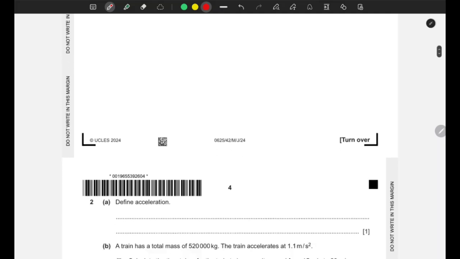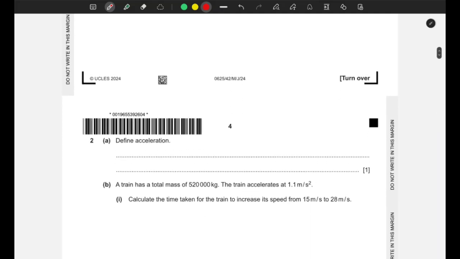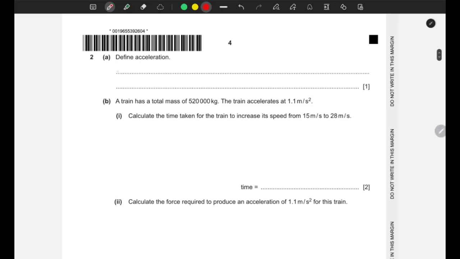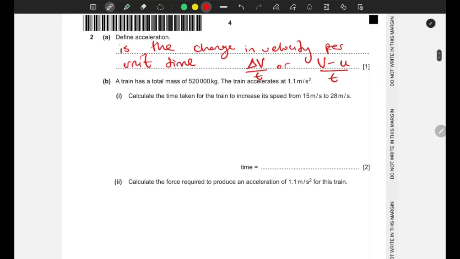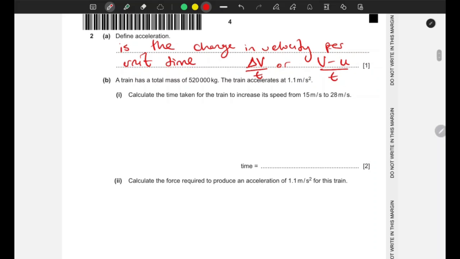So we can write those. Question number 2, define acceleration. So acceleration is the change in velocity per unit time. That's acceleration. In formula, it can be the change in velocity over time, or the final velocity minus initial velocity over time. That's the formula for acceleration. And any of these answers would be fine.